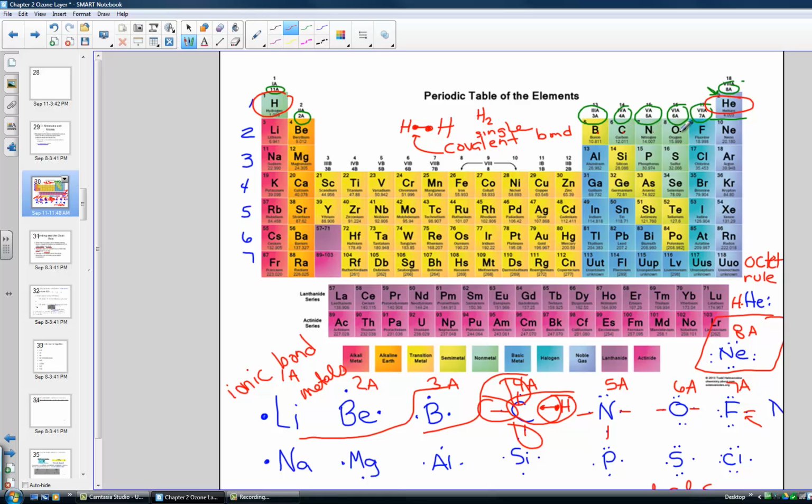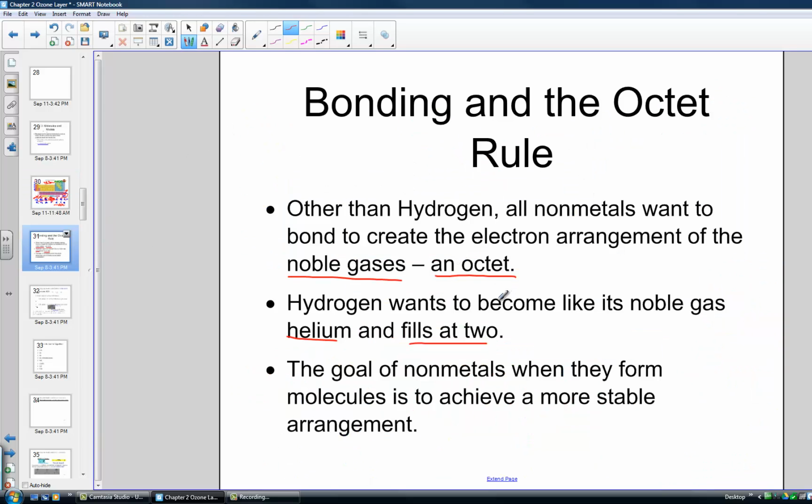Boron, carbon, nitrogen, oxygen, fluorine, and neon, all of those nonmetals want to achieve the noble gas, and they'll do so by sharing electrons in what's called a covalent bond. The goal of nonmetals when they form molecules is to achieve the most stable arrangement, and we'll refer to this over and over as the Octet Rule.